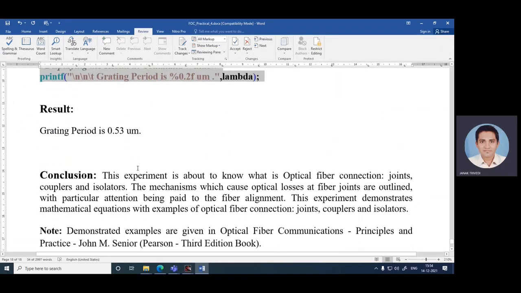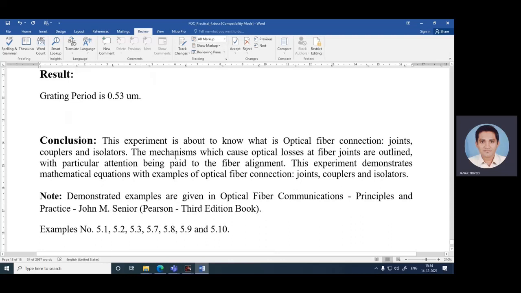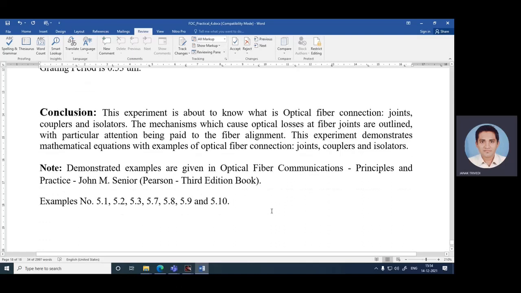So finally, we conclude this experiment about optical fiber connection, joint, coupler, and isolator. The mechanisms which cause optical loss at the fiber joint are outlined with particular attention being paid to fiber alignment. This experiment also demonstrates mathematical equations with examples for optical fiber connection, joint, coupler, and isolator. Note, the demonstrated examples are given in Optical Fiber Communications: Principles and Practice, John M. Senior, 3rd edition, and the example numbers are 5.1, 5.2, 5.3, 5.7, 5.8, 5.9, and 5.10.